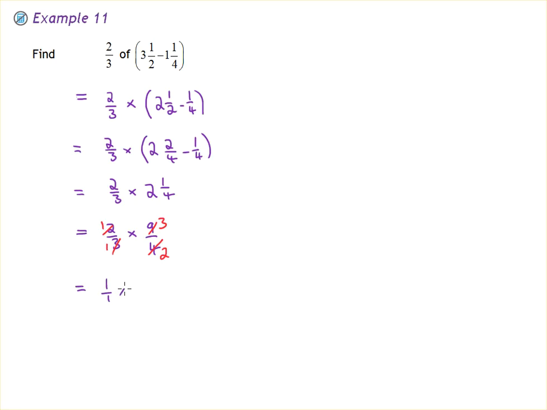1/1 is the same as 1, so 1 multiplied by 3/2 is just going to be 3/2, which, since we started with some mixed numbers, we should really return our answer to a mixed number. 3/2, well, it only takes 2 halves to make a whole, and we've got another half left over. So 1 1/2 is the answer to that question.